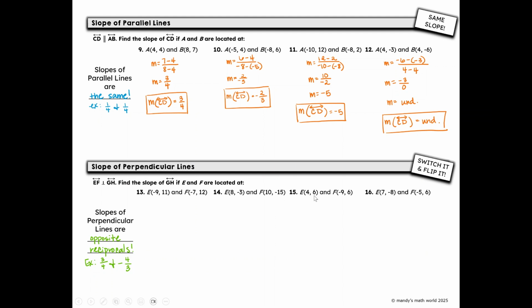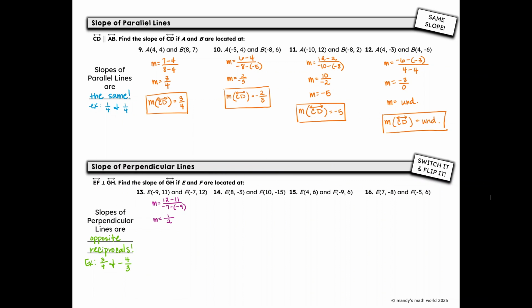So let's do the same thing with 13 through 16, but we're going to be finding a slope because the example says, and let me read the directions here, sorry, getting ahead of myself. Line EF is perpendicular to line GH. Find the slope of line GH if E and F are located at these points. So let's find the slope of each line, and then we're going to find the slope of the line that's perpendicular to it. Again, I'm going to plug these points into my slope formula, and I get 12 minus 11 over -7 minus -9. That simplifies to 1/2.